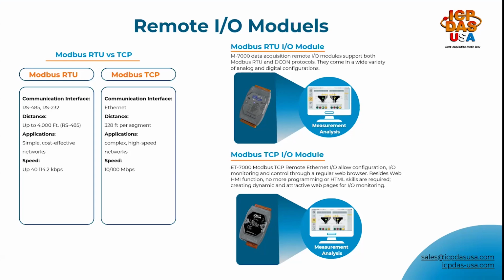Here are two examples of Modbus RTU and TCP remote I/O modules. The M-7000 data acquisition remote I/O modules support Modbus RTU and DAQ protocols. They come in a wide variety of analog and digital configurations. The analog and digital I/O types they support include current, voltage, thermistor, thermocouple, frequency, relay, strain gauge, and more. The ET7000 Modbus TCP remote Ethernet I/O allow configuration, I/O monitoring, and control through a regular web browser. They can be easily integrated with SCADA software and other I/Os.